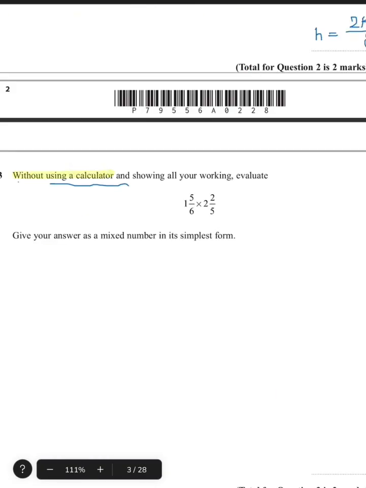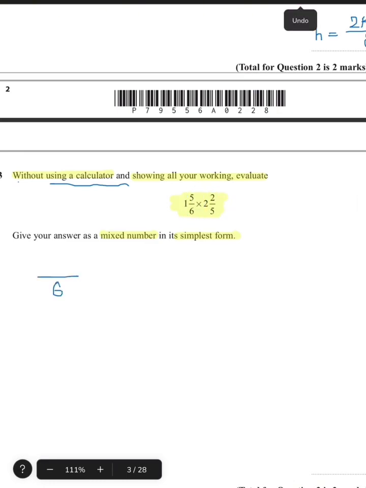Without using a calculator, showing all your work, evaluate this and write your answer as a mixed number in the simplest form. Okay, it's a very easy thing. So what you're going to do is just write these over here as normal fractions. So that's not that hard.